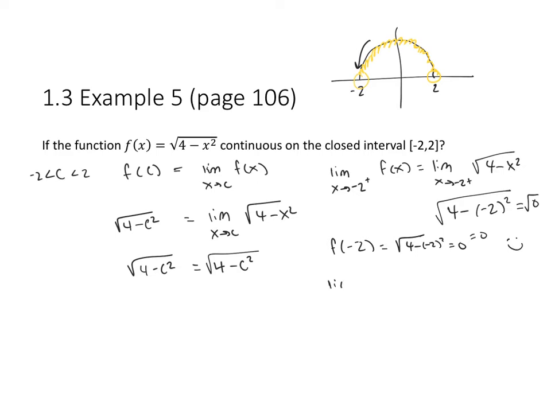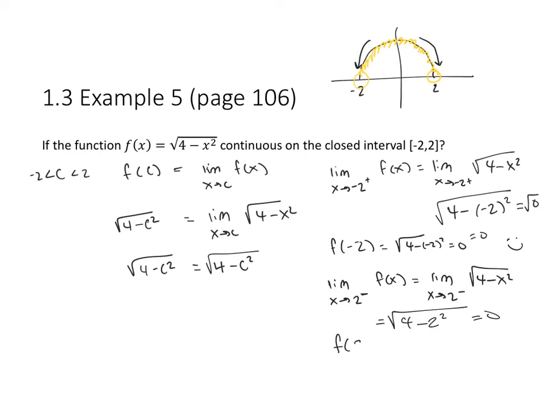Let's take a look at the limit as x goes to +2. And this time we're coming from the left. It's going to be a similar story here. The limit as x goes to 2 from the left of square root of 4 minus x squared will be the square root of 4 minus 2 squared, also 0. And we see that f of 2 is exactly the same, 0. So since all the numbers inside the domain were defined and the limits equaled the function values, and the endpoints worked, then yes, we are continuous on the closed interval -2 to +2.